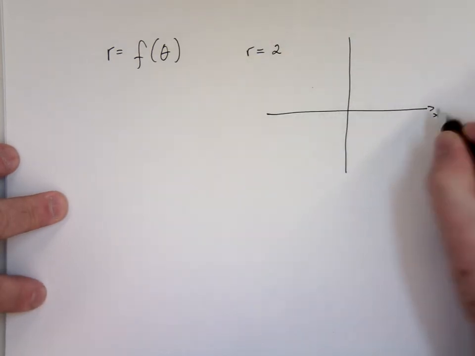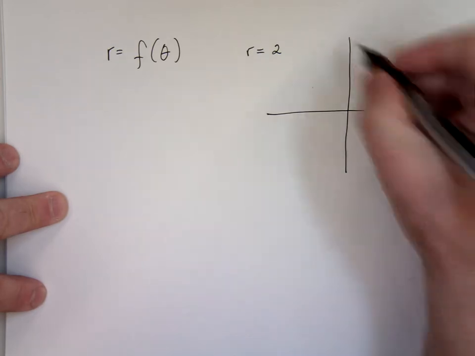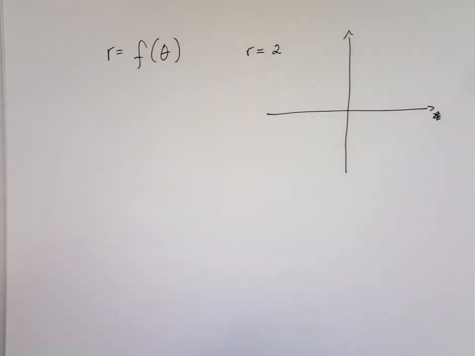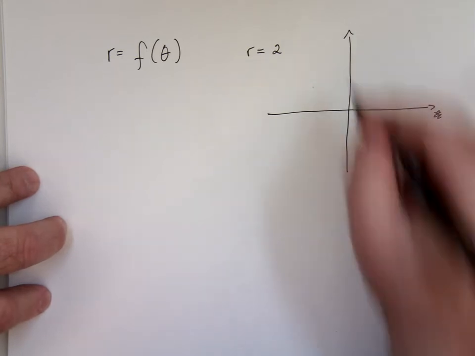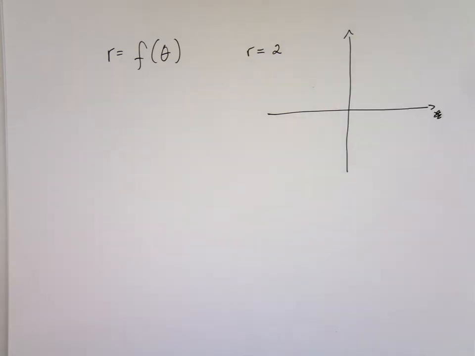Oh, jeez. I'm going to do that automatically. That's a muscle memory thing. As soon as I draw axes, I'm going to draw an x there. But I'm in polar coordinates now, okay? Polar coordinates.